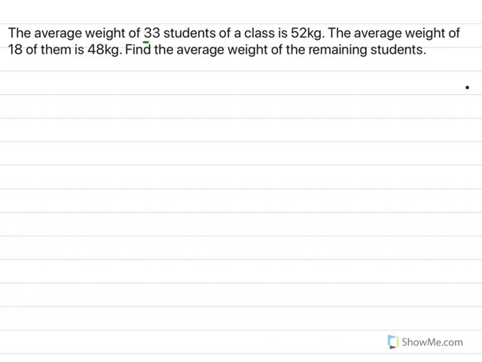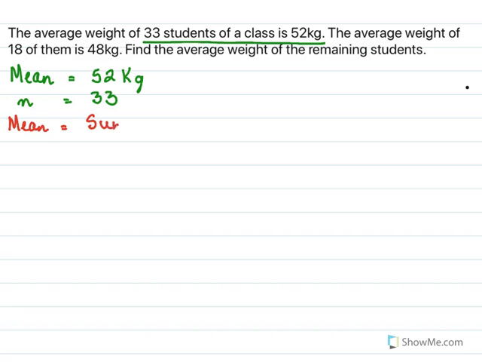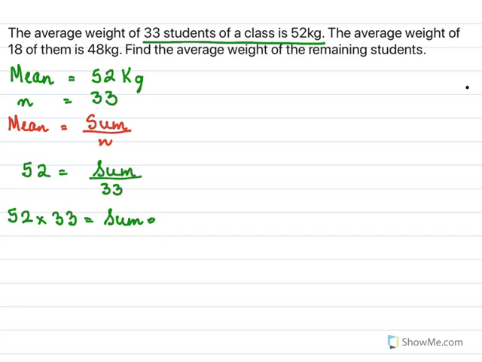The average weight of 33 students of a class is 52. So we have average or mean equal to 52 kg, and the number of students here is 33. So mean equals sum over number of observations. Here mean is 52, the sum we do not know, and the number of observations is 33. So 52 into 33 equals the sum of 33 students.